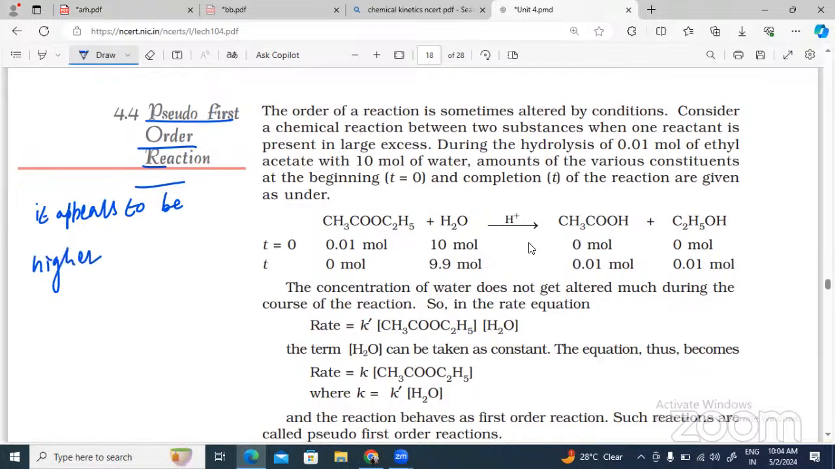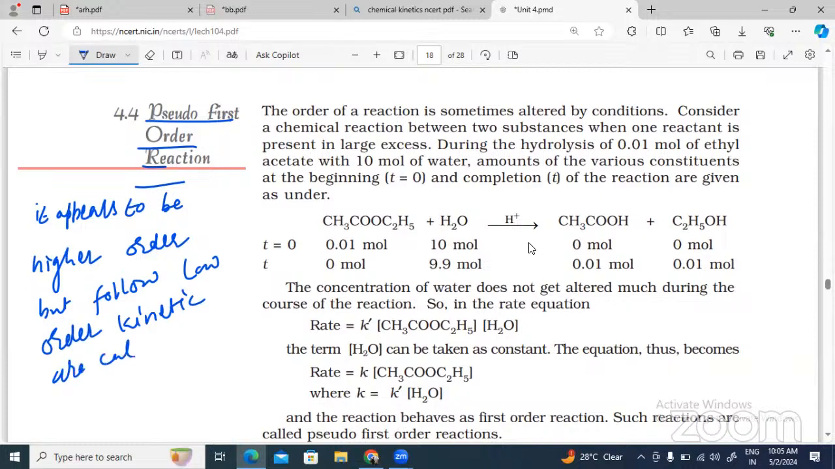It appears to be higher order but follows low order kinetics. If you are following low order kinetics, it is called pseudo order reaction, pseudo first order reaction. They are first order reactions. Generally it will be the pseudo first order reaction. If you see, the order of reaction is sometimes altered by condition.